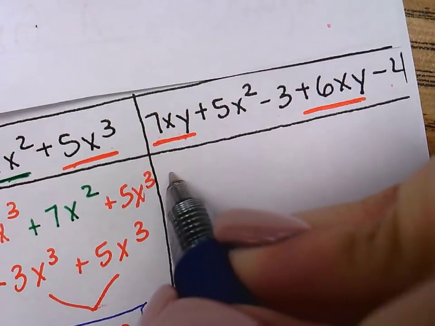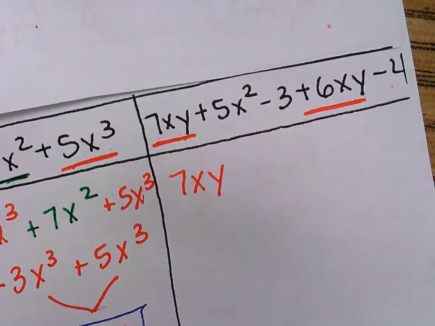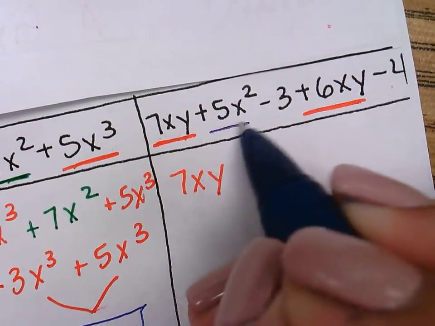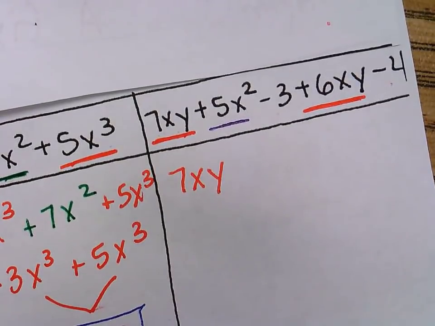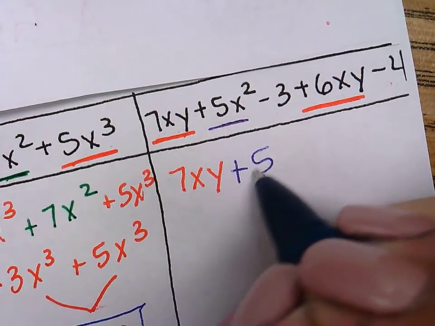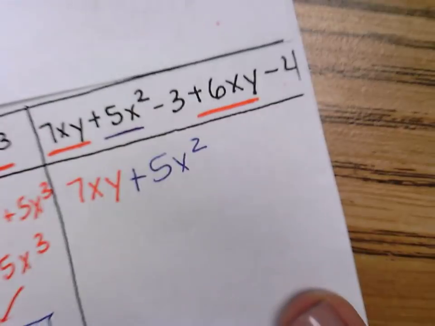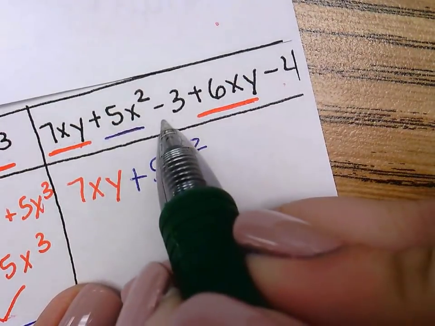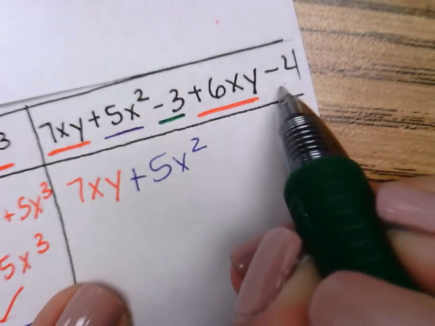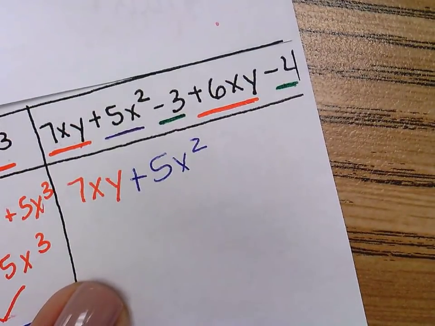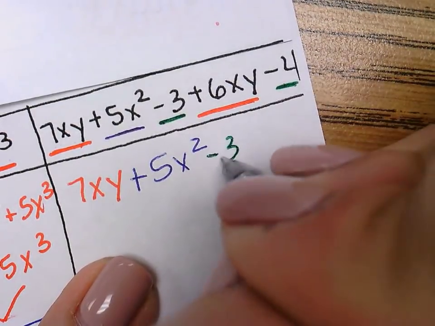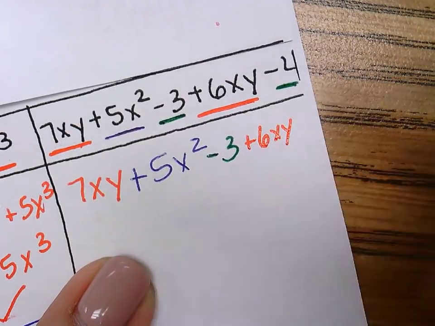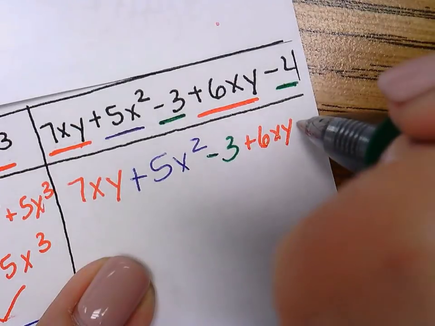So you rewrite it. 7xy. And then 5x squared, I'm going to write it in blue, and that doesn't match anything else. So plus 5x squared. And I might run out of space here, so I'm going to cram it up a little bit. I'm going to do my constants in green, minus 3 and minus 4. So minus 3. I'm going to go back to red, plus 6xy. And I'm going to go back to green, minus 4.